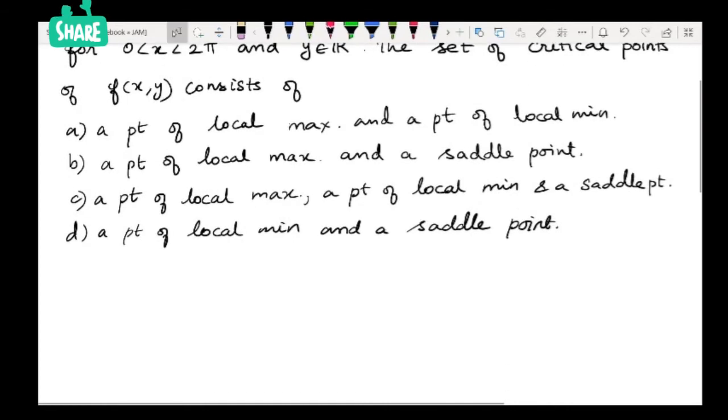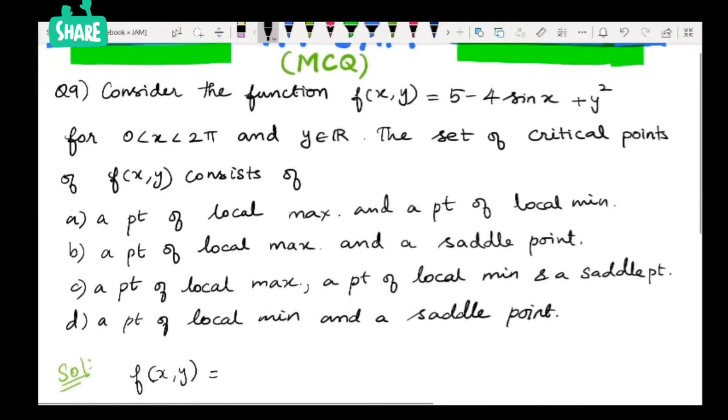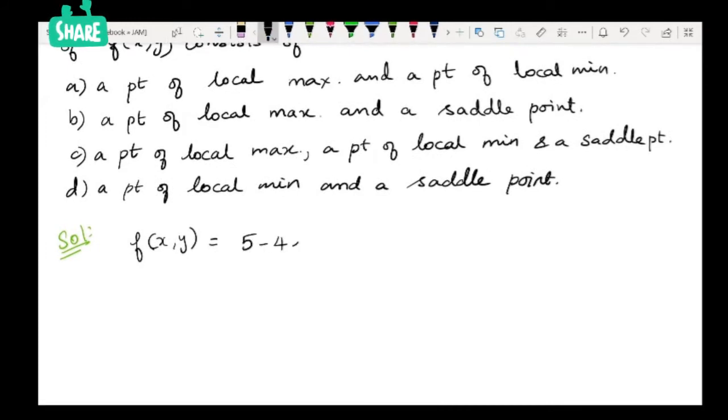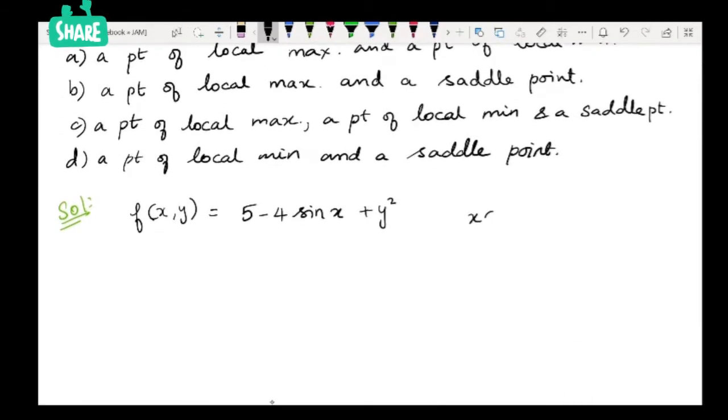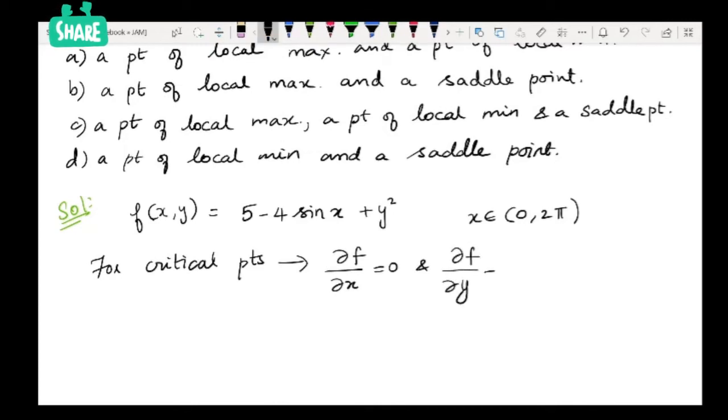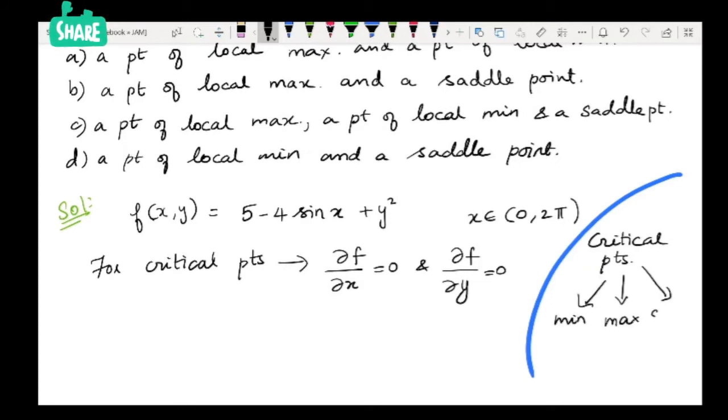The next question is, we have a function and we need to find whether the critical points give a maximum or a minimum or a saddle point. So f of x comma y is given to be 5 minus 4 sin x plus y squared. So let's start with finding the critical points. Here x is between 0 to 2 pi. For critical points, the partial derivatives of f with respect to x and y should be equated to 0. So the values of x and y for which the partial derivatives with respect to x and y are 0 are called critical points. And from critical points, we can check whether it will be a minimum or maximum or a saddle point, and that we can do later.